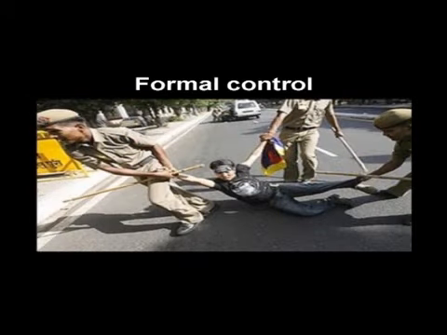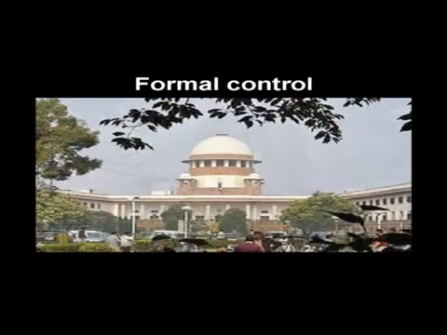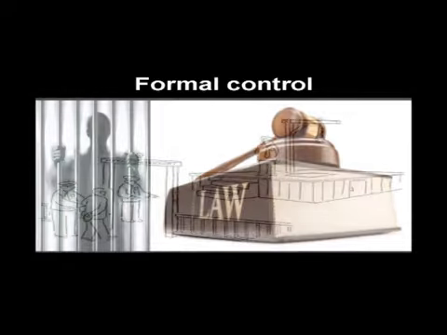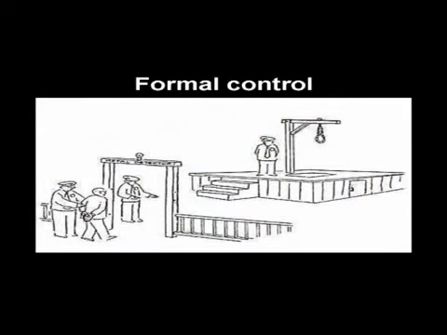Those who violate the rules and regulations of the society will be punished. The punishment depends upon the nature and type of violation. The second type is informal control. Informal control is often found to be more effective than formal control, even though there is no direct punishment for the violators.